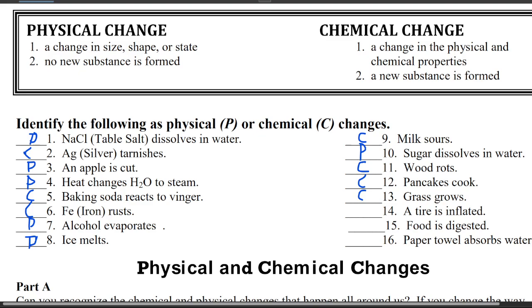Number 14, a tire is inflated. That is a physical change. You're just changing the shape of the tire. Number 15, food is digested. That is a chemical change. Again, everything in our body is a chemical process of some kind. Number 16, paper towel absorbs water. Again, you're essentially, think of it as like you're changing the shape of the water, changing its container really.